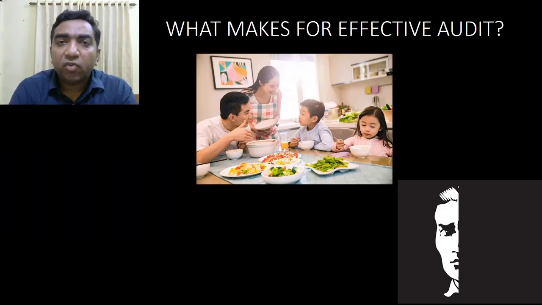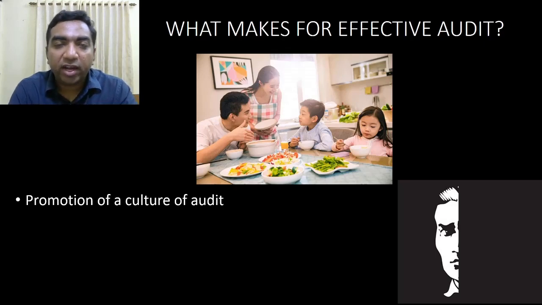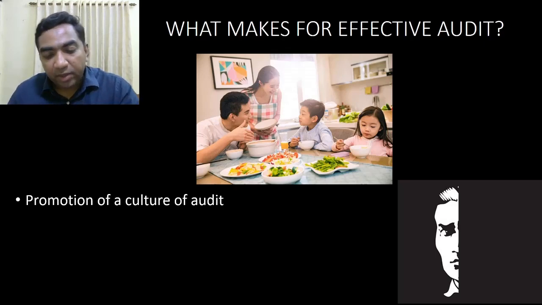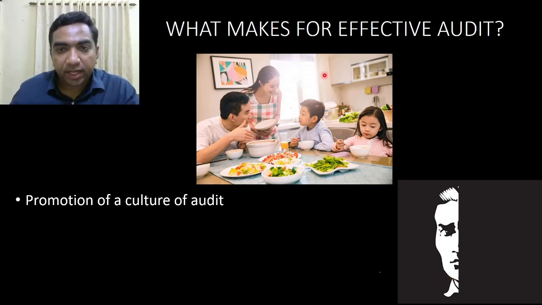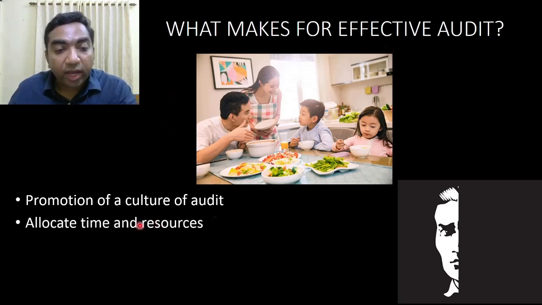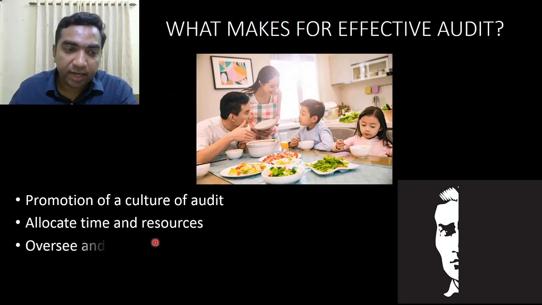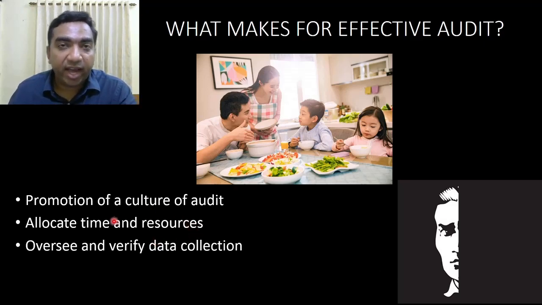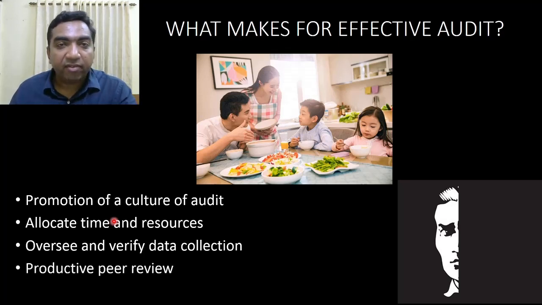Now, what makes for an effective audit? We have said that it is like a family discussing their problems. So there should be a promotion of a culture of audit. That means the department should sit together once a month and discuss their problems. For that we should allocate time and resources. And we have to oversee and verify data collection. We have to see that there are no big holes in data collection, and for that we have to make sure that the data entry system is proper.